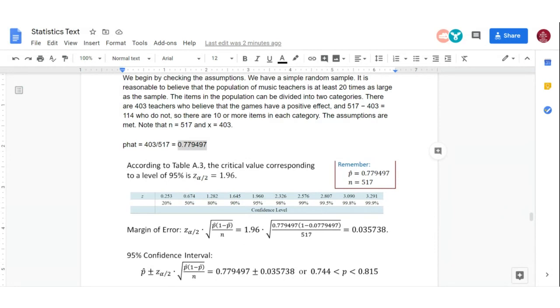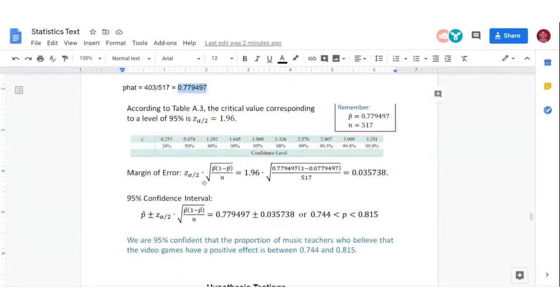Now 1.96, you can go to the calculator, you can go to the table, but no matter what you get 1.96. They show the table, and like I said, they go all the way down to the bottom, and at 95%, that's the 1.96. So the margin of error is going to be the critical value times the standard error, they call it, 1.96 times.